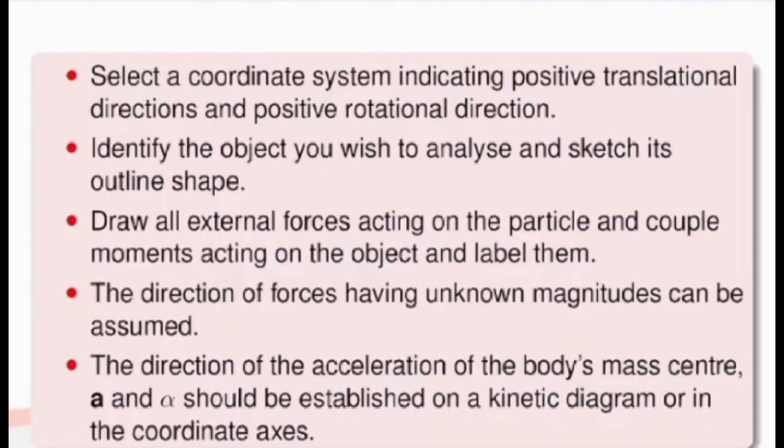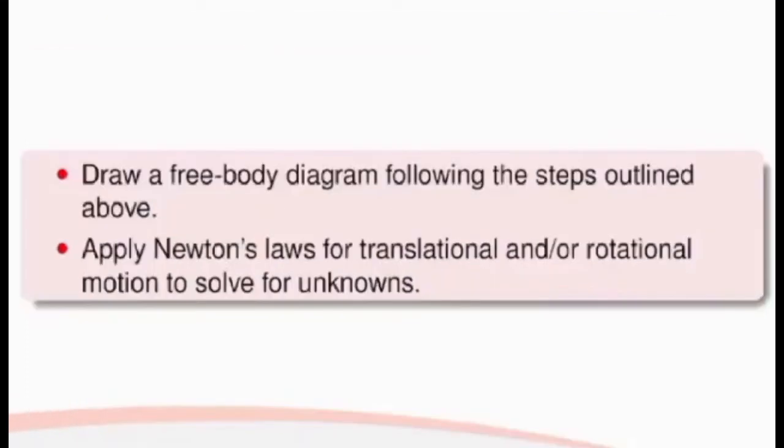The direction of the acceleration of the body's mass center, a, and alpha should be established on a kinetic diagram or in the coordinate axis. Draw a free body diagram following the steps outlined above. Apply Newton's law for translational and or rotational motion to solve for unknowns. So that's all for our topic.